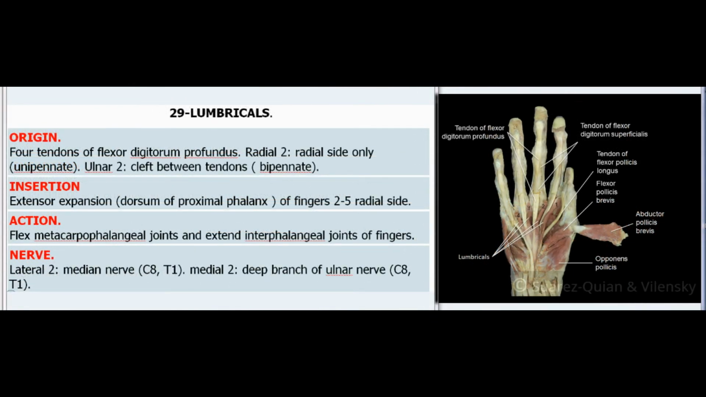29. Lumbricals. Origin. 4 tendons of flexor digitorum profundus. Radial 2, radial side only, unipennate. Ulnar 2, cleft between tendons, bipinnate. Insertion. Extensor expansion, dorsum of proximal phalanx, of fingers 2 to 5, radial side. Action. Flex metacarpophalangeal joints and extend interphalangeal joints of fingers. Nerve. Lateral 2, median nerve, C8, T1. Medial 2, deep branch of ulnar nerve, C8, T1.